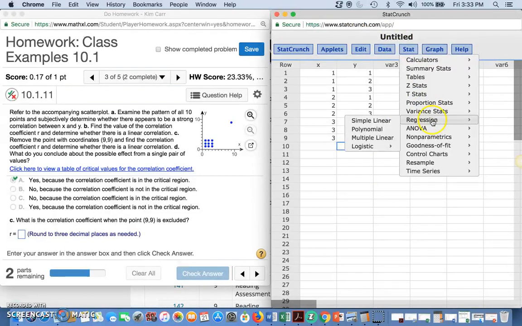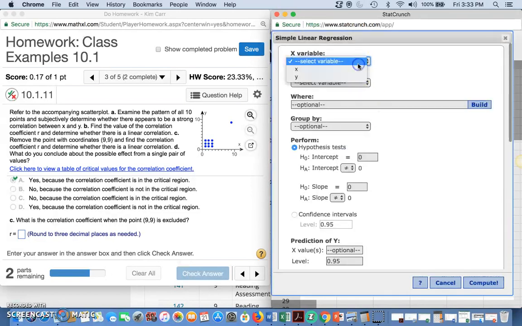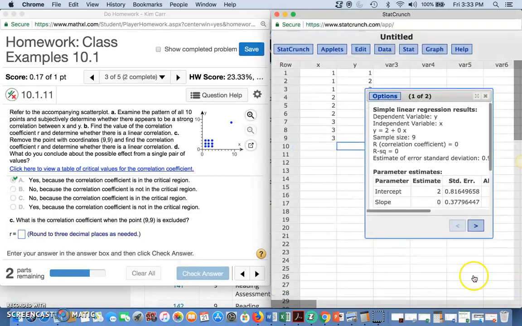Go to Stat, Regression, Simple Linear. Of course, our X was in the X, the Y was in the Y. And if you didn't label them X and Y, it would just be var 1 and var 2. Remember to leave all of the intercept and the slope at 0 as you're trying to figure this regression.